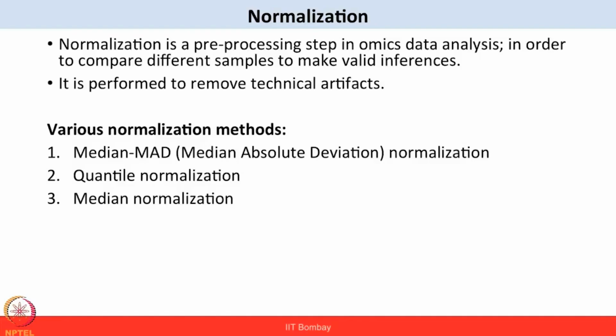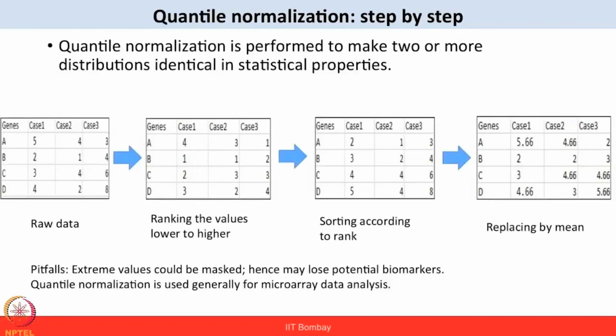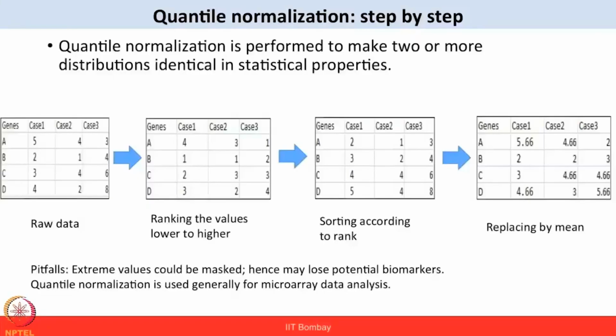Median MAD means median absolute deviation normalization. Now here in this slide, we have shown you an example of quantile normalization, a technique for making two or more distributions identical in statistical properties. So let us take a case of 4 genes with 3 cases. The values are filled arbitrarily, and here I am going to take you through the steps in quantile normalization step by step.